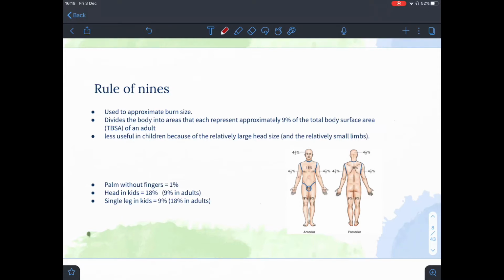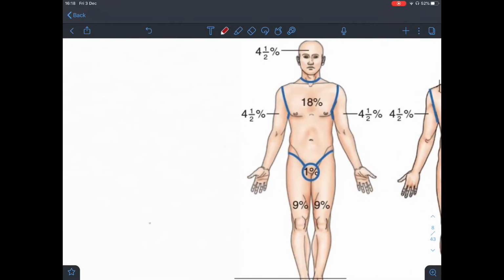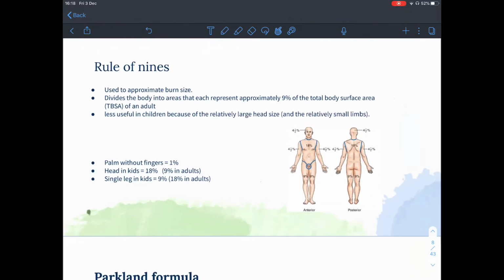يعني relatively the children they have larger heads بالنسبة للlimbs حقتهم. so عندهم حسبة ثانية وعندهم معادلة ثانية، ما علينا، لكن المهم الآن هو الأدلتس. البالم هنا نبدأ palm without the fingers، هذا المكان بس يكون 1%. تمام، إيه head in kids is 18، ما علينا، في الهيد في الادلتس is 9%، بس 9% إذا كان من الجهتين، so from the front it's 4.5 and from the back is 4.5 مع بعض هي 9%.